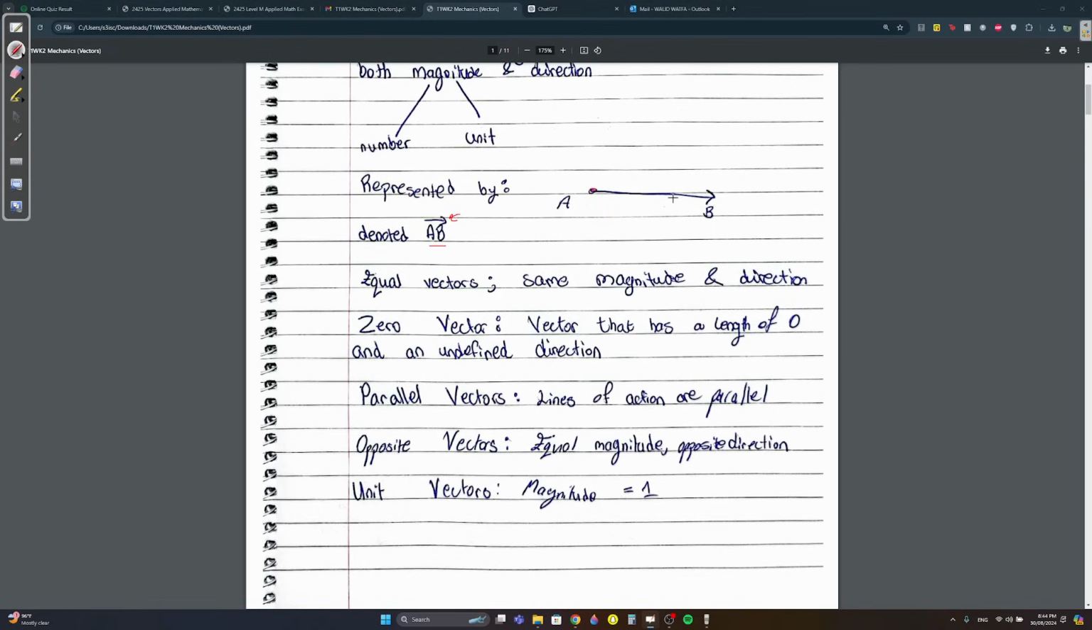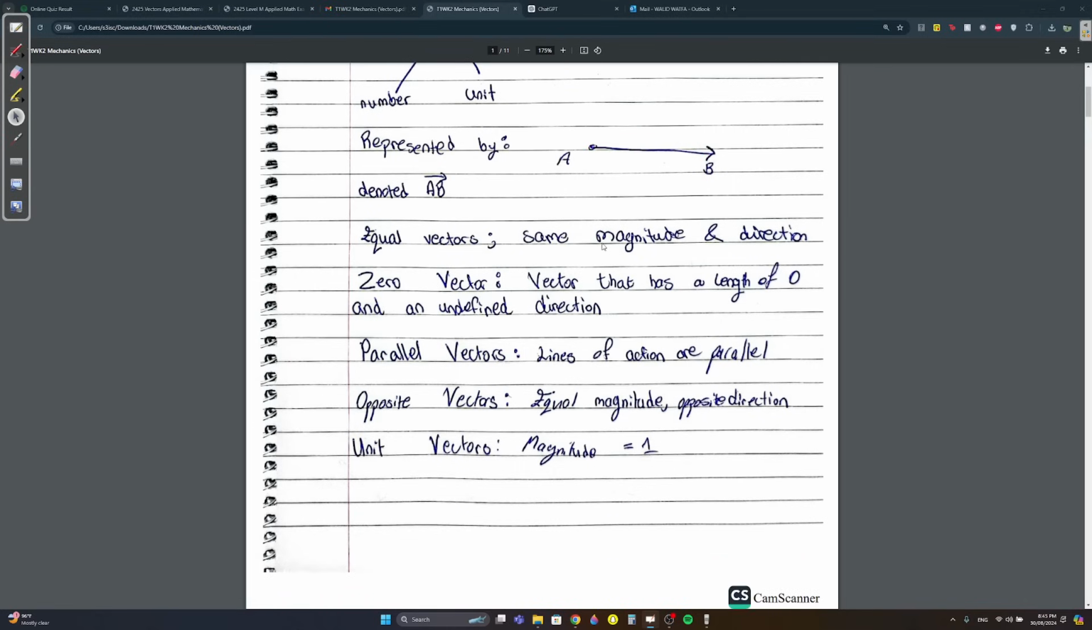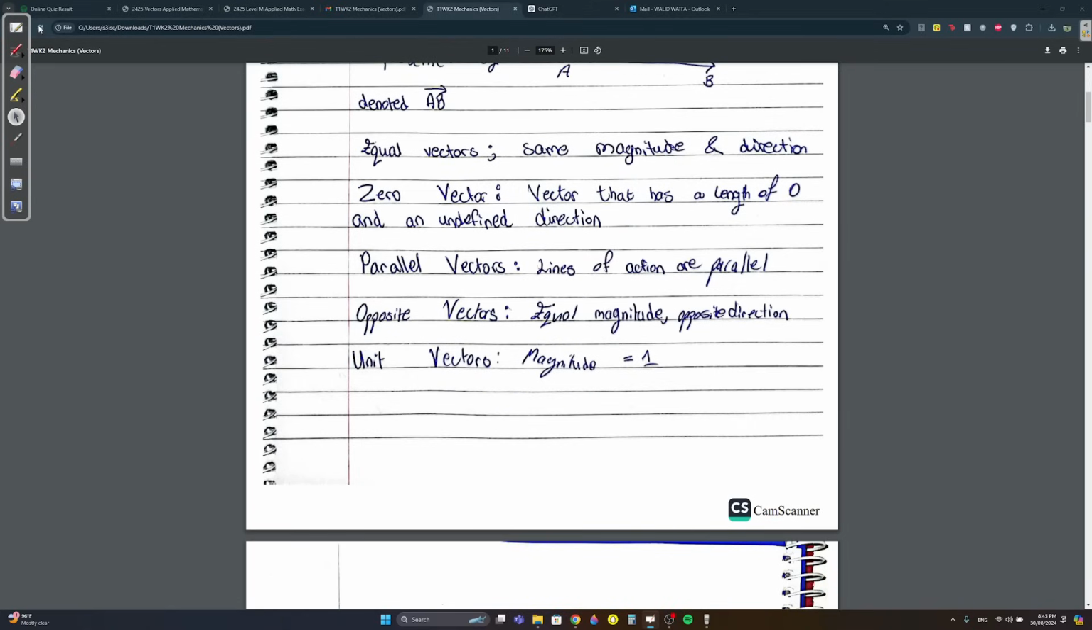It's also denoted by point A, point B. We connect them. This is called the tail over here, and this is called the head, with an arrow. When are two vectors equal? Two vectors are equal if they have the same magnitude and direction. When do we call a vector 0? When it has a length of 0 and an undefined direction. When are two vectors parallel? When the lines of action are parallel. When are they opposite? You say that vectors are opposite if they have equal magnitude but opposite direction.